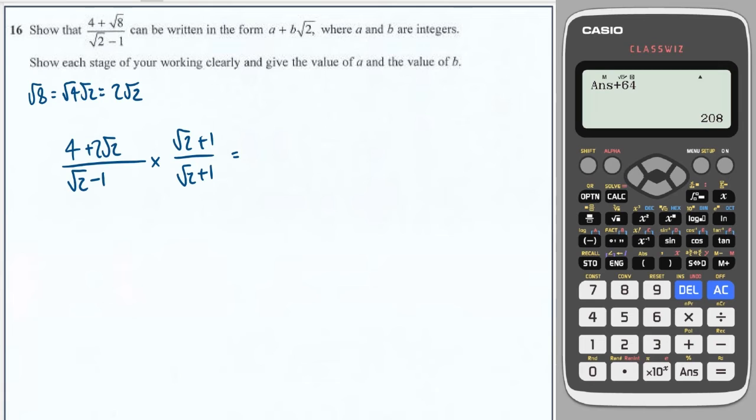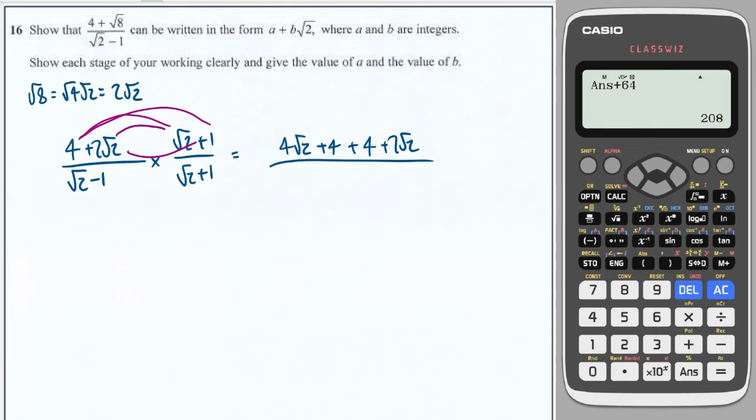Okay, great. So let's multiply out. So 4 times root 2 is 4 root 2. And then 4 times 1 is plus 4. And then we have 2 root 2 times root 2, which is 2 times root 2 times root 2, which is 2 times 2, which is 4. Incredible. And then 1 times 2 root 2, which is 2 root 2.